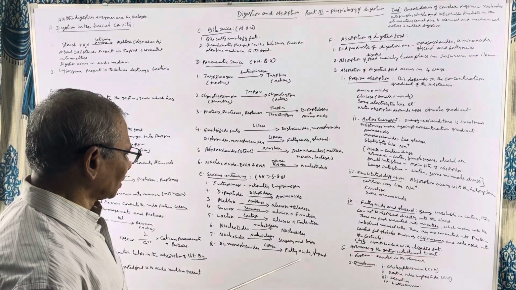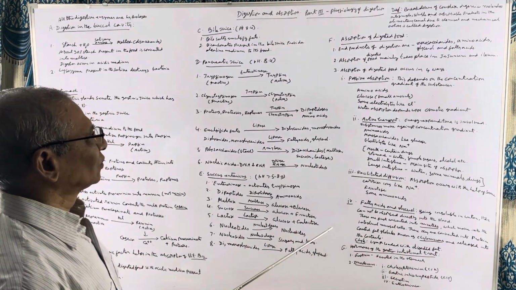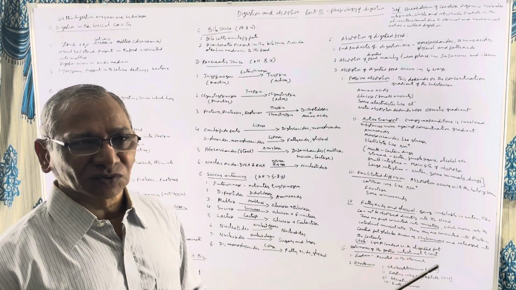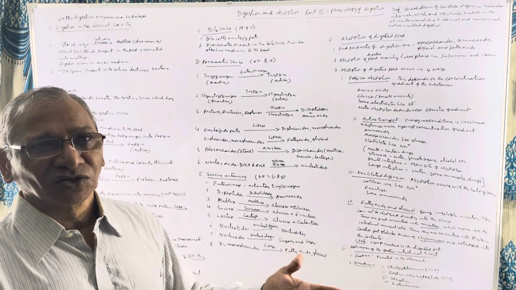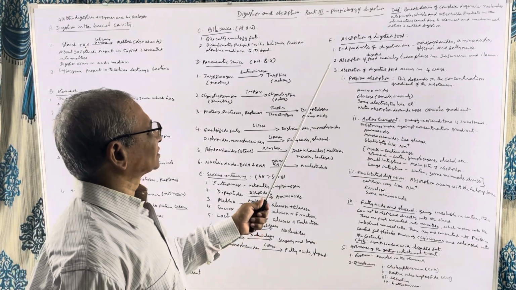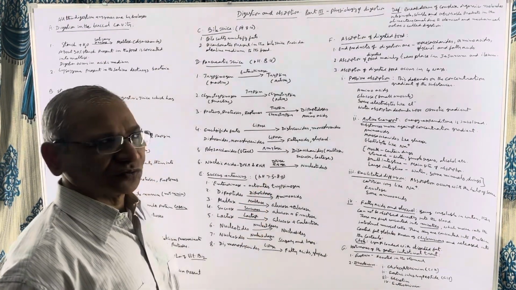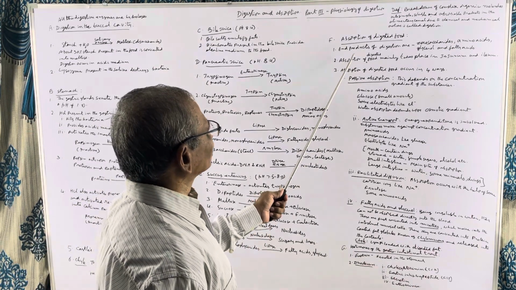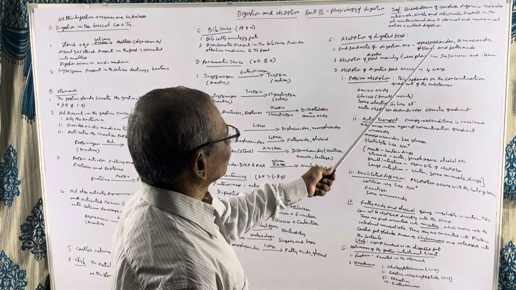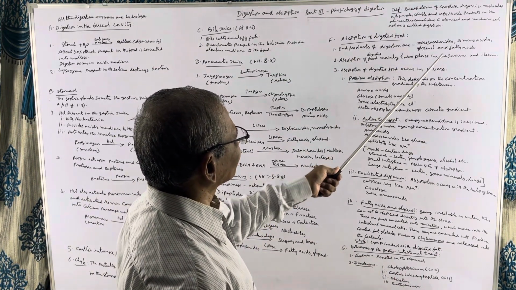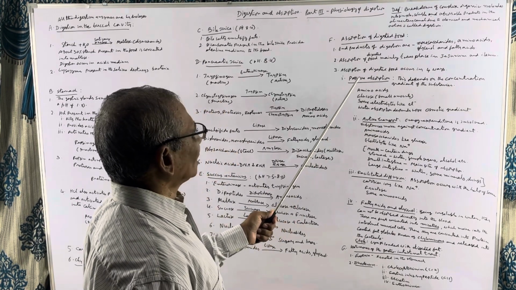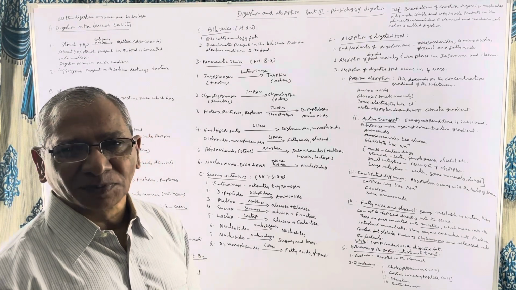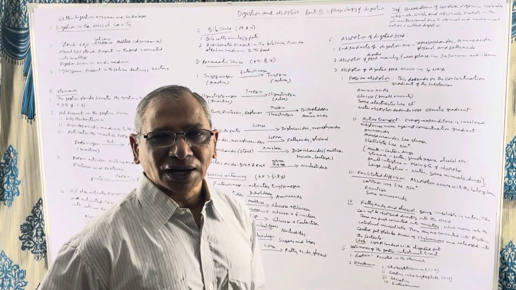Then, these digested food products have to be absorbed into the blood. Otherwise, the very purpose of digestion is wasted. Now, let us see how the digested food is absorbed into the blood. I have told you the end products of digestion are monosaccharides, amino acids, glycerides, and fatty acids. Absorption of digested food mainly takes place in the jejunum and the ileum.